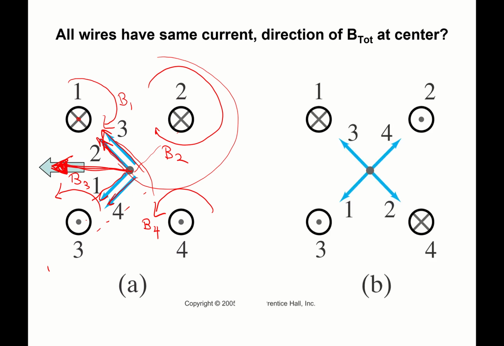I'll let you work out this example here. Again, put your thumb into the screen if it's the X, out if it's the dot, and see which way your field goes. Let me do it for these ones. It's going to go either clockwise or counterclockwise. If I add those arrows together, they all cancel each other out. So 3 cancels out 2, 1 cancels out 4, and you end up with 0 magnetic field. This is a concept you should be able to work out.